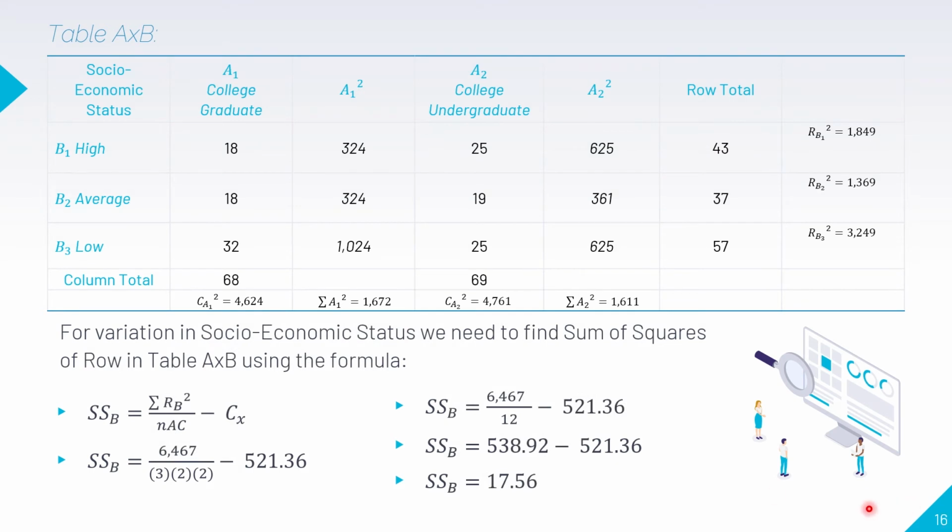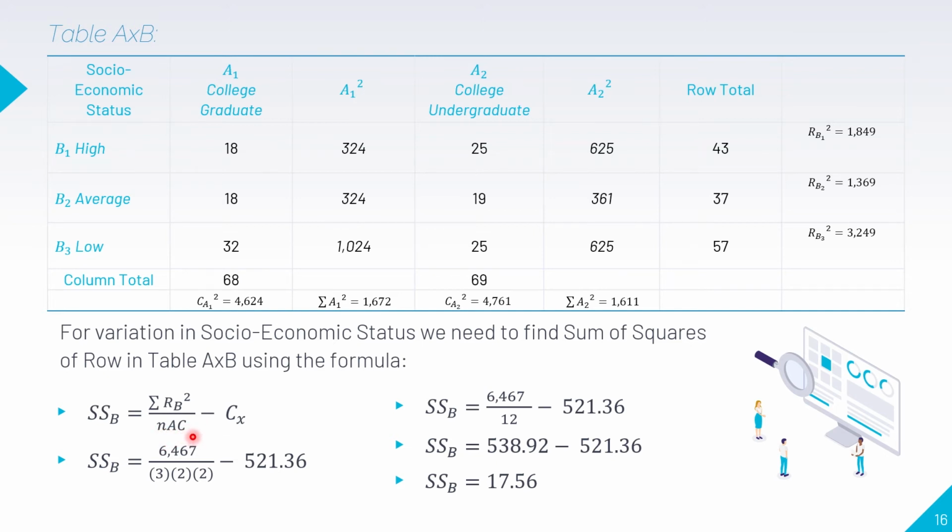Next, same as in our finding variation of our socioeconomic status, the sum of squares of this one, we also need to use the table A by B to find the summation of RB squared. So this is the summation of RB squared. Just add this one and you'll find the summation of RB squared. So the summation of RB squared is 6,467.